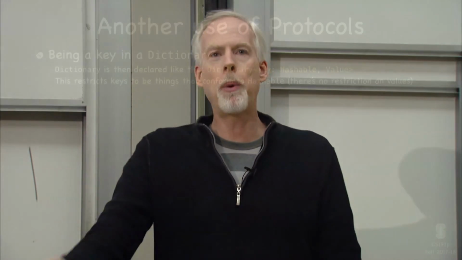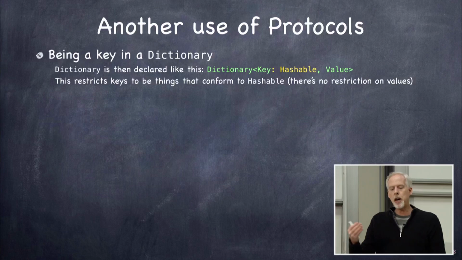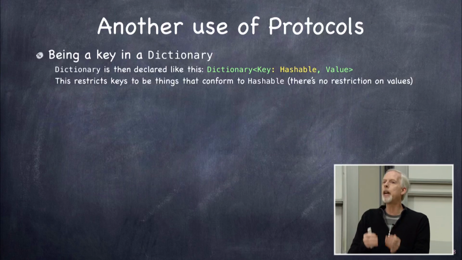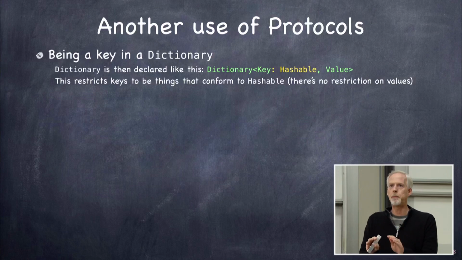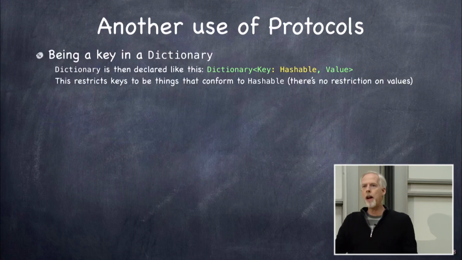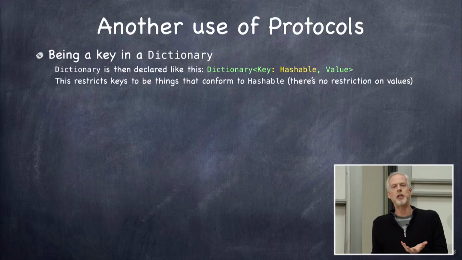Okay? So now that we know that Hashable means you can be a key in a dictionary, how is this expressed? Well, Dictionary, which is a generic type, has these two types, the type of the key and the type of the value. It declares itself as Dictionary<Key: Hashable, Value>. And that means that Key can only work there if it's Hashable. So this is how we use protocols to constrain these generic types. Now Value there in Dictionary doesn't have any colon anything, so Value could be any type. You can put any type whatsoever as the value in a dictionary. But the key has to implement Hashable.